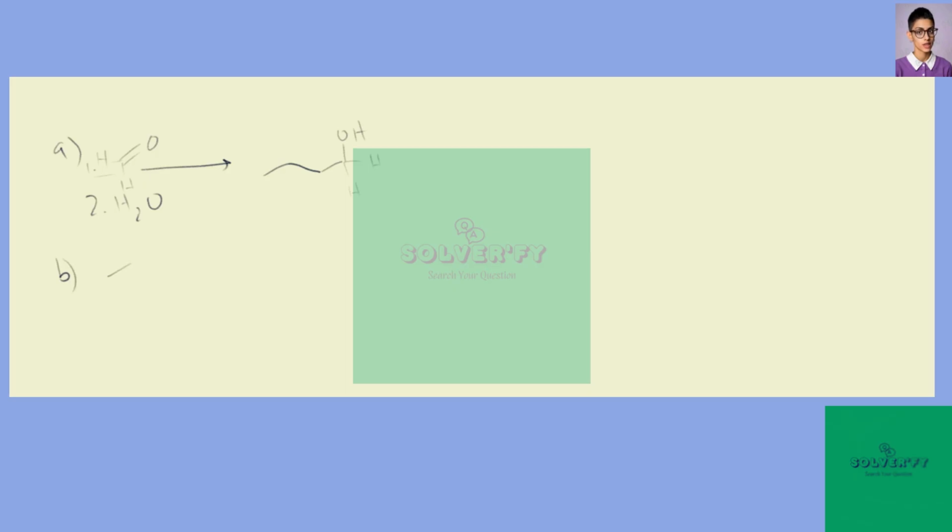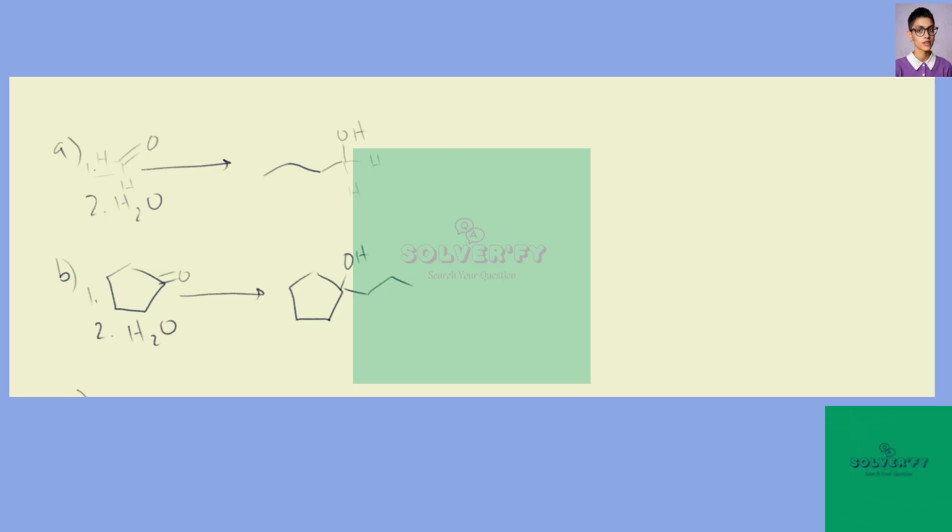For B, we have this ketone followed by water. So of course, as the Grignard attacks, we're just going to add to the carbonyl directly to get to this product.